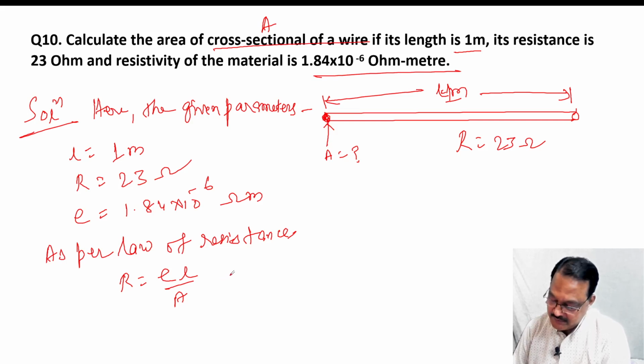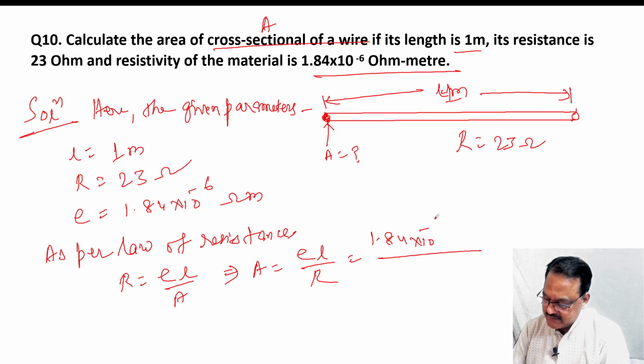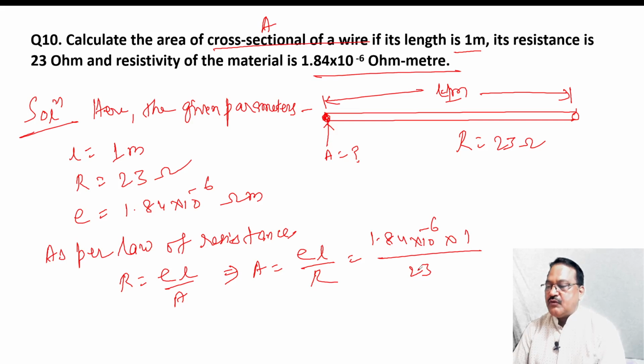What is to be calculated here? We have to calculate the cross sectional area. A is to be calculated. Can you write it like this? A is equal to rho L by R. Fine. We can write like this and put the value. What is the value of rho? 1.84 into 10 to the power minus 6, L is 1 meter, and R is 23 ohm.